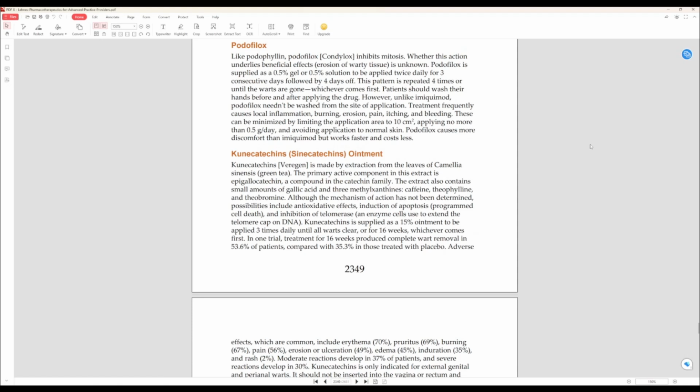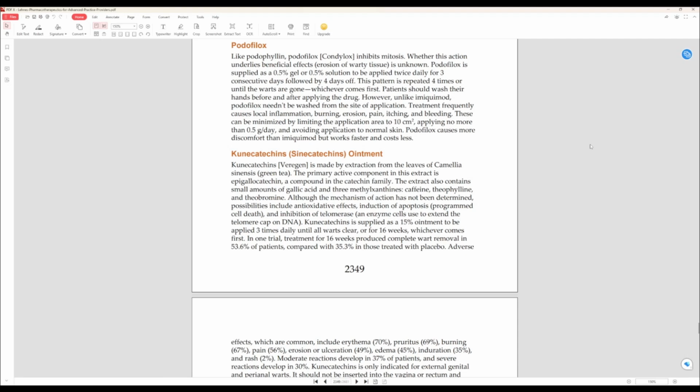Podofilox. Podofilox is similar to podophyllin, which inhibits mitosis. Whether this action underlies beneficial effects is unknown. Podofilox is supplied as a gel or solution, both 0.5%, and can be applied twice daily for 3 consecutive days, followed by 4 days off. This pattern is repeated 4 times or until the wart is gone, whichever comes first.